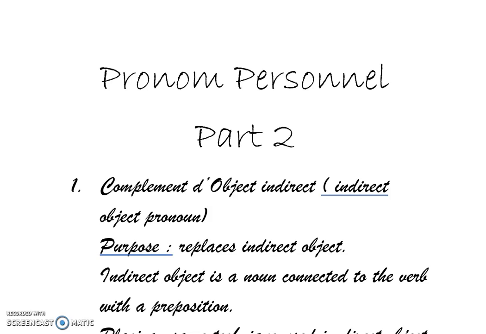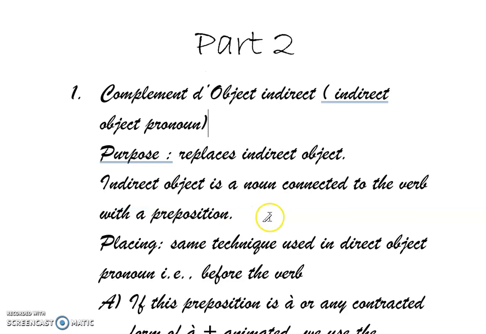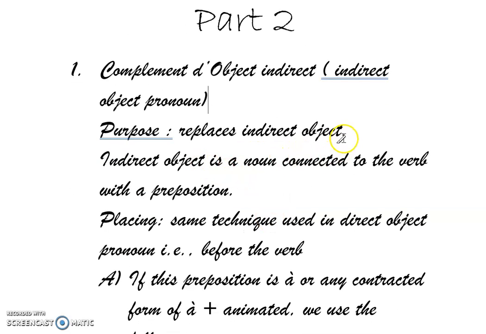Today I'll be continuing pronoms personnels, and we will be discussing in today's session complément d'objet indirect, the indirect object pronoun, and the pronouns en and y. So let's begin. We will start with the indirect object pronoun. So what's the purpose of this? It is to replace the indirect object.